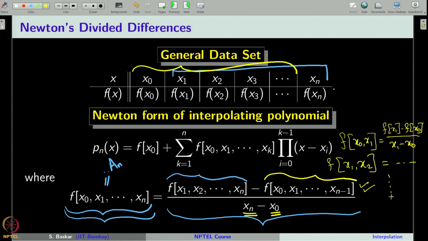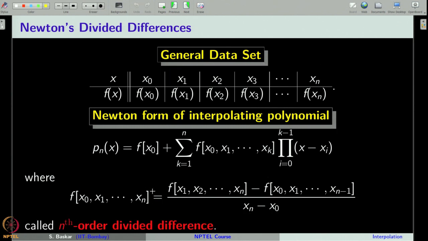In this way, recursively you can obtain the higher order divided differences starting from the 0th order divided difference, and finally you will reach the nth order divided difference. This is called the nth order divided difference for the function f at these nodes. I hope you got an idea of how to obtain the nth order divided difference. You have to start from the 0th order and compute these divided differences step by step till you reach the higher order, and all these divided differences with x0, x1 up to xk will appear as the coefficients in Newton's form of interpolating polynomial.